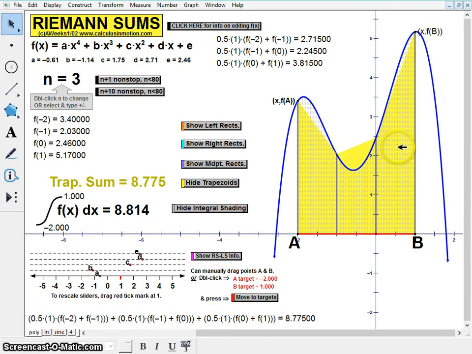So if we add all of those things up, which I did down here, here's your first trapezoid, here's your second trapezoid, here's your third trapezoid, we get 8.775, which is what we get here. Now, that's a pretty good approximation. Trapezoidal sums are usually the best estimation that we can get.